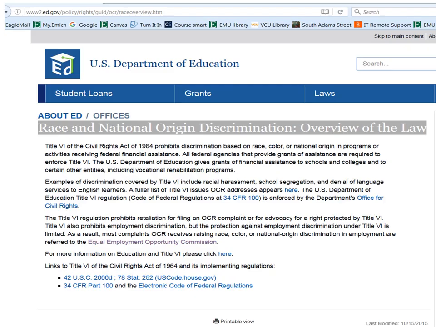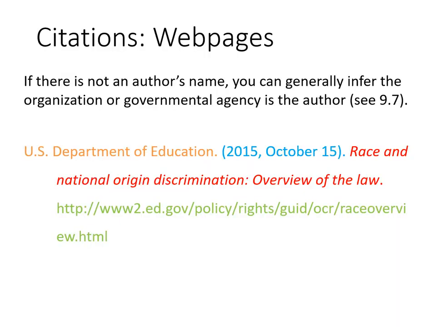According to Chapter 9, Section 7, if there's not an author's name, you can generally infer the organization or governmental agency is the author. On this webpage, you could safely infer that the U.S. Department of Education is the author. Therefore, the U.S. Department of Education is listed as the author. Again, you do not give the organization's first and last names. This would not be Education, U.S. Department of. Since the name of the organization is the author, you do not include it again after the title.